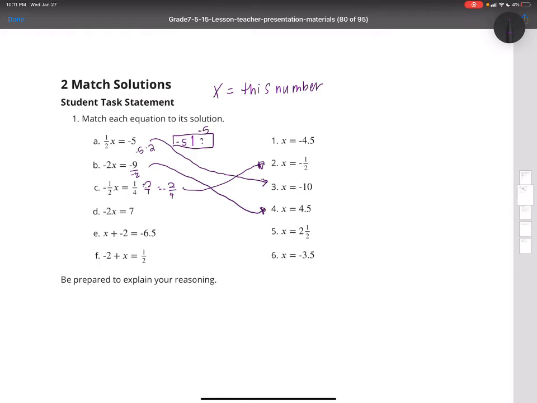Moving on to the next one, for part D, I have -2x is equal to 7. Well, this one is similar to B, which we did before. It's the same coefficient. And guys, if you don't know what a coefficient is, it's the number in front of the variable. Since they have the same coefficient, we could do the same steps. We divide by -2 on both sides, and our answer is going to be negative. When I divide 7 by 2, I get negative 3.5.